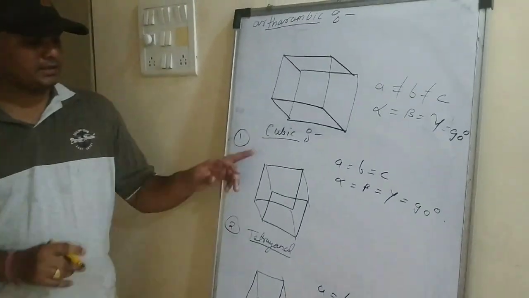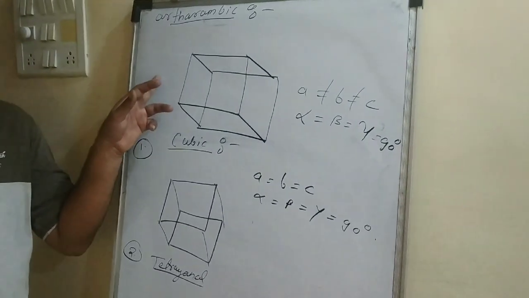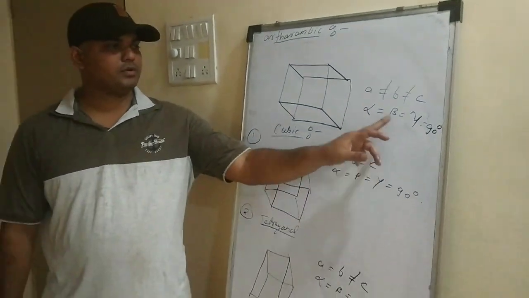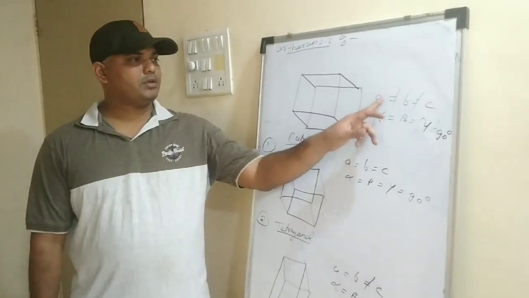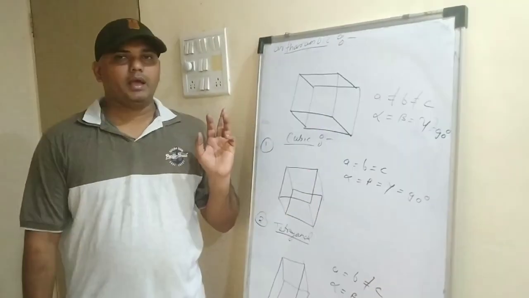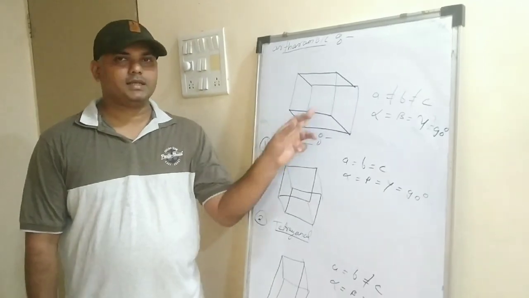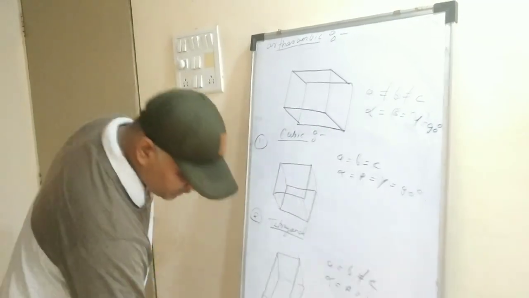So in three cases, cubic, tetragonal as well as orthorhombic, you can see alpha equals beta equals gamma equals 90 degrees. Here a is not equal to b, b not equal to c, and all the three sides are not equal in this case, right? So let's move further.